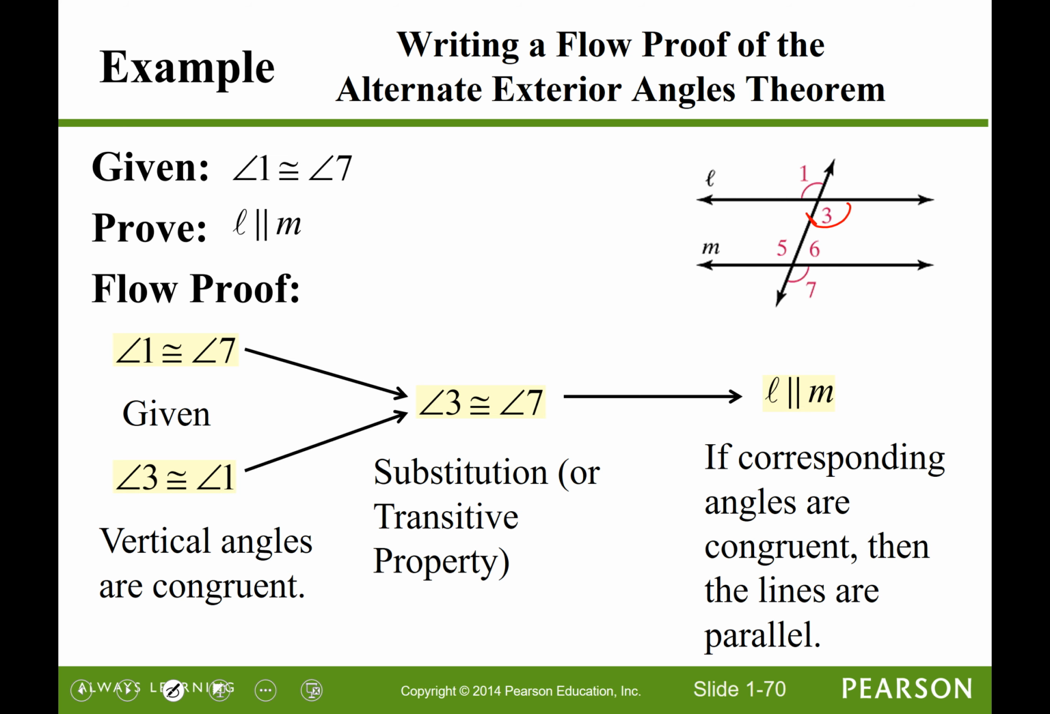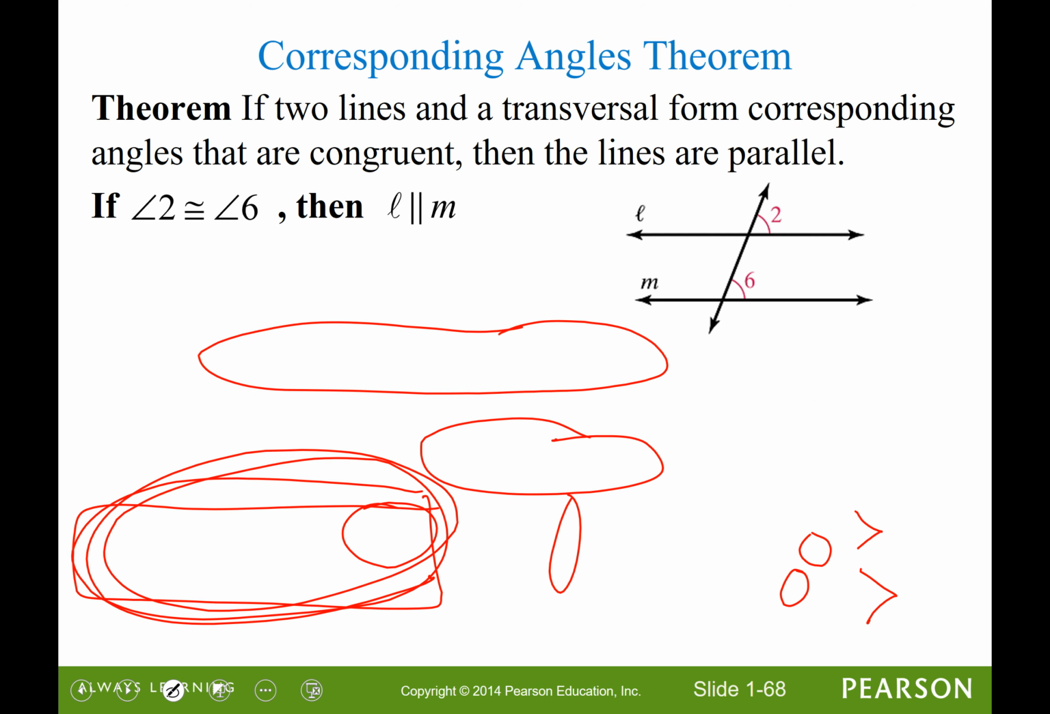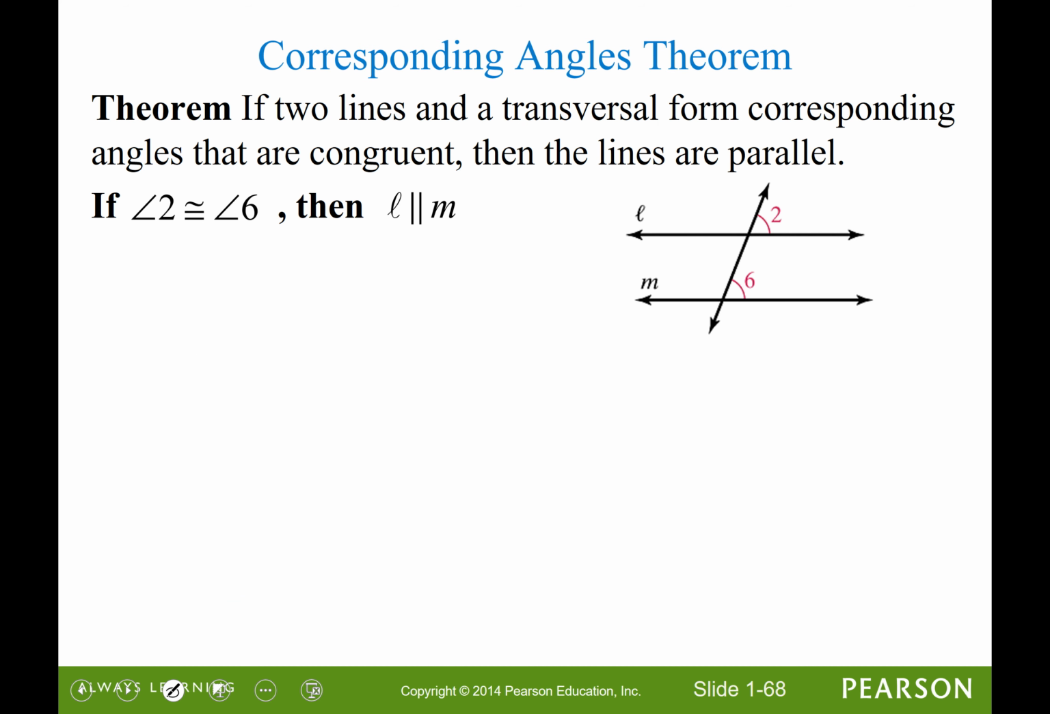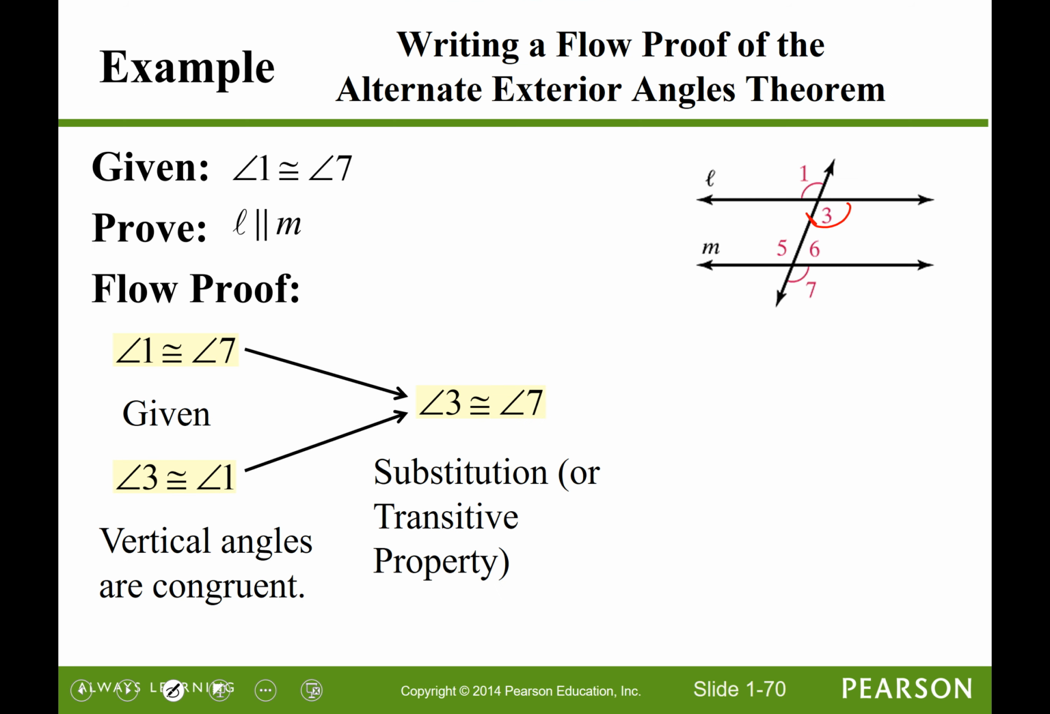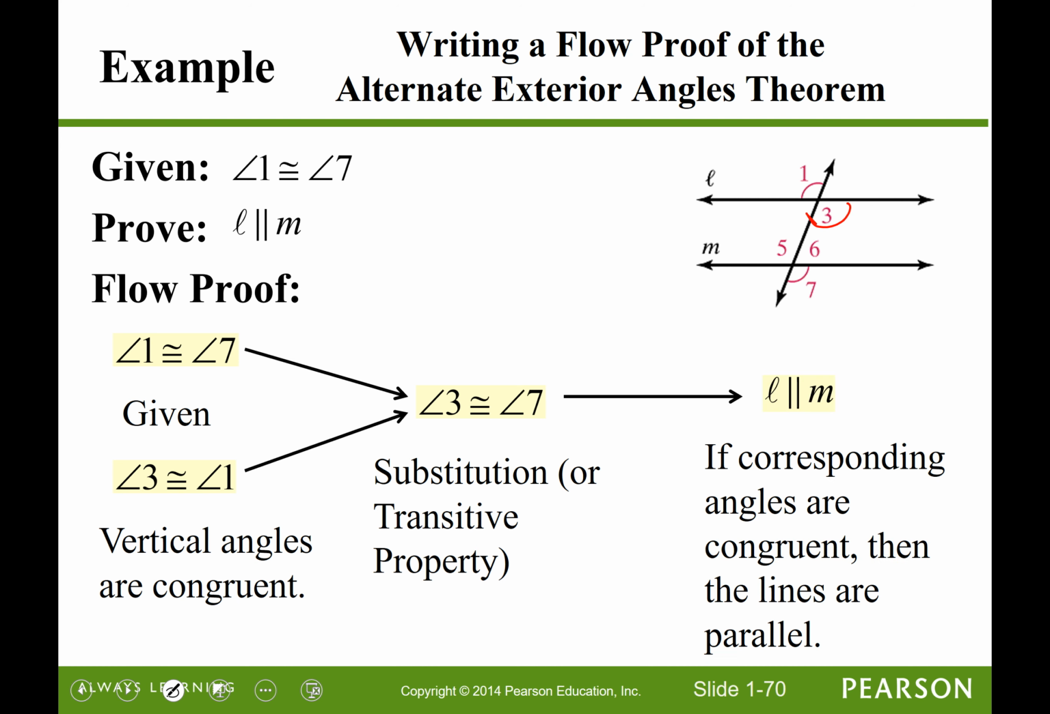Let me go back. I'll show you that theorem. It's right here. Whoa, that's scratch work on there. It's the corresponding angles theorem. If you can ever get two corresponding angles to be congruent, then you can conclude that the lines are parallel. So this is what we're using in the very last step of our flow proof. Corresponding angles are congruent, then the lines are parallel.